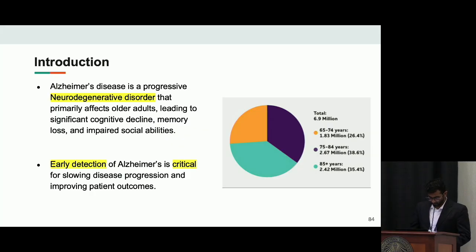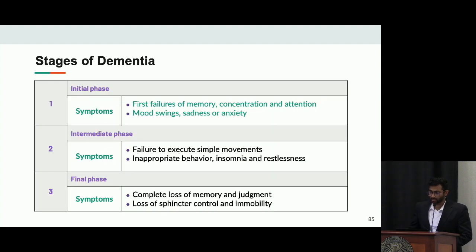On the next slide, these are the few stages of dementia. Initially, it's a failure of memory, which is the first stage, where you're not able to concentrate on specific tasks, and you are having frequent mood swings and you feel too anxious. Then we have an intermediate stage, where you're not able to use your mobile device, you're not able to move things around you, and you have inappropriate behavior. And the final stage is complete memory loss, where you're not able to judge things, where you're not even able to drive or do anything.